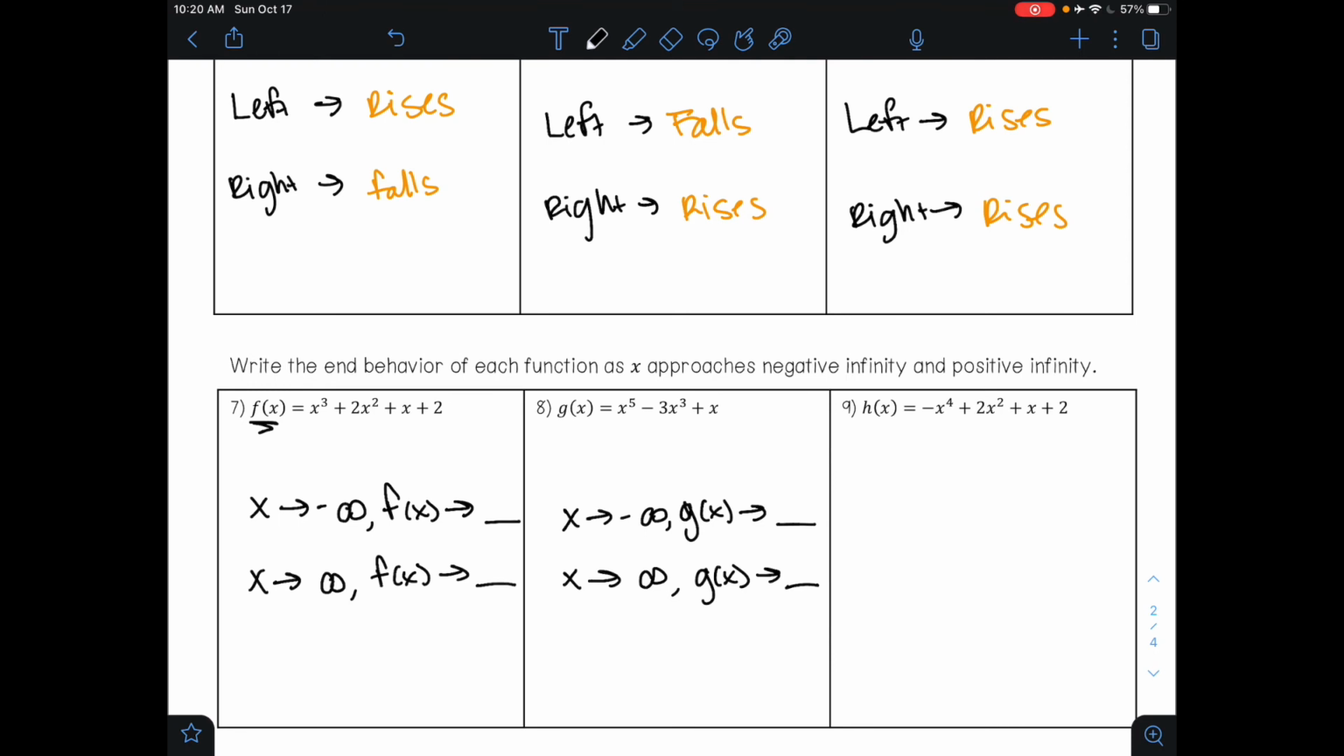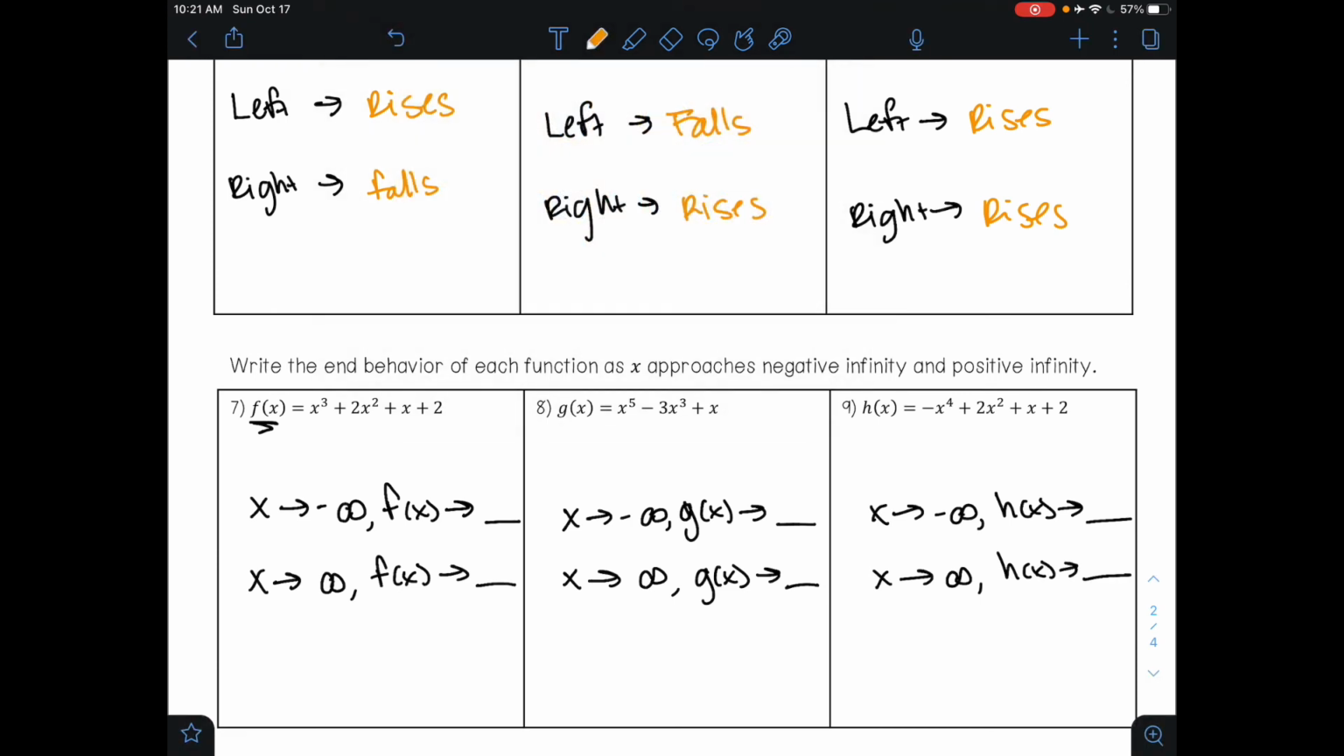And on this last one, as x approaches negative infinity, I want to figure out what h of x is doing. And as x approaches positive infinity, I want to figure out what h of x is doing.